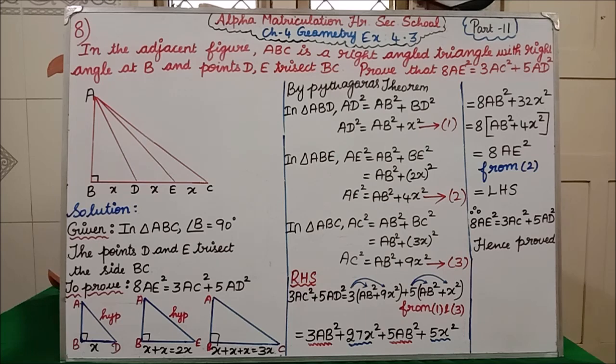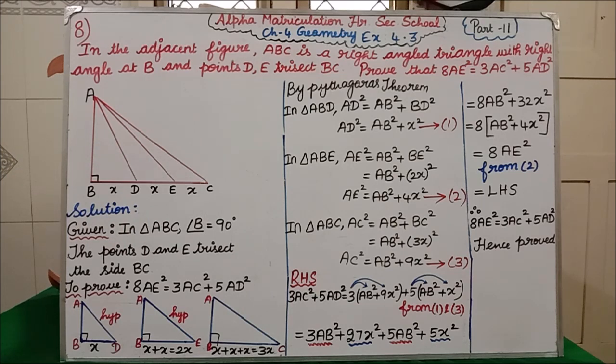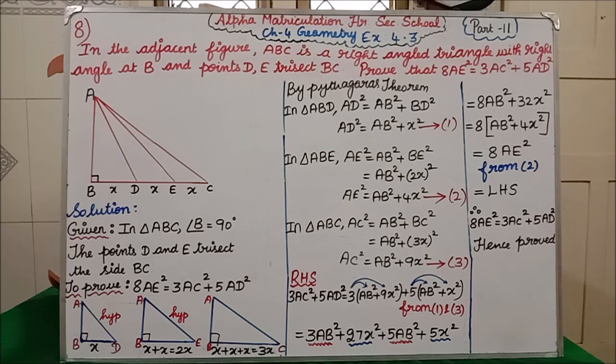D and E trisect BC, which means the point trisect means what? This full line is divided into three parts. This is the first part, this is the second part, and this is the third part. So the points D and E trisect BC means this BC line has to be trisected, which means divided into three parts they were saying. Trisect means equal we have to make. So this only they have given in the diagram. These are taken equally. Here x, here also x, here also x we are taking equally.